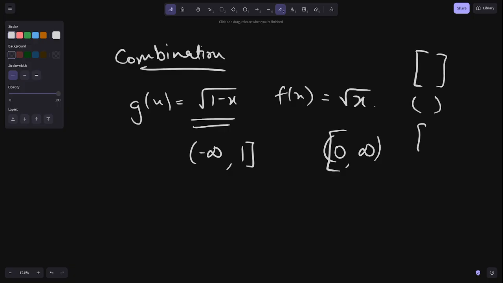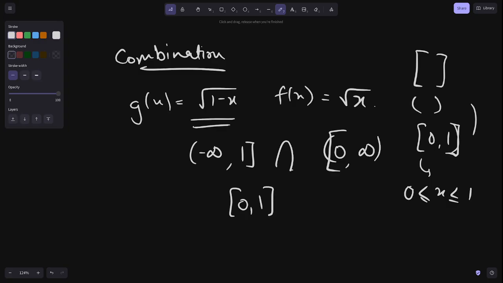If I write 0, 1, this means any number in the range, where 0 is included, and 1 is not included, it is less than. If I put this bracket, it means equal to. If I put this bracket, it means not equal to, just less than. Whenever you are doing this combination, you have to take the intersection of that domain. So what is the intersection? It is nothing but 0 to 1, because this is the only place this summation will exist.